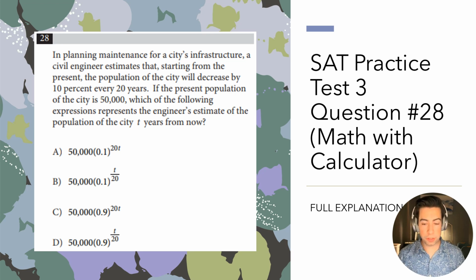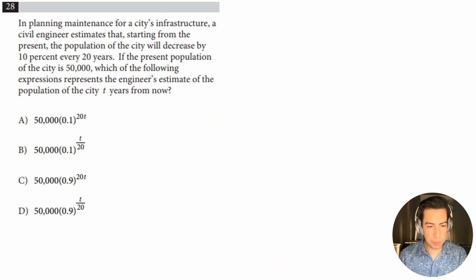All right, question number 28, let's get right into it. So we have, in planning maintenance for a city's infrastructure, a civil engineer estimates that starting from the present, the population of the city will decrease by 10% every 20 years. If the present population of the city is 50,000, which of the following expressions represents the engineer's estimate of the population of the city T years from now?